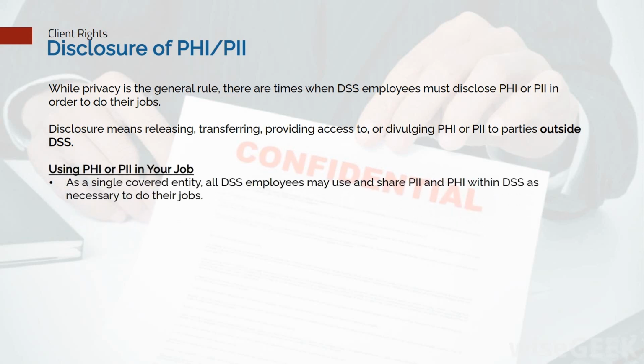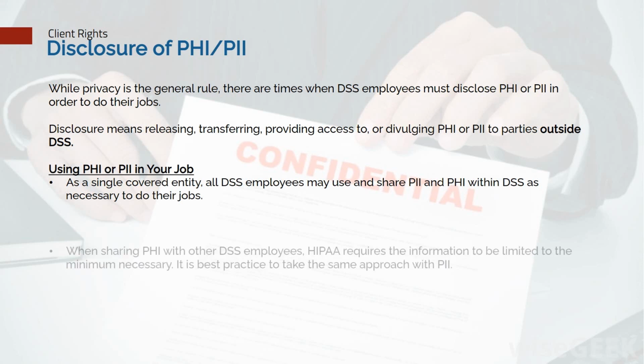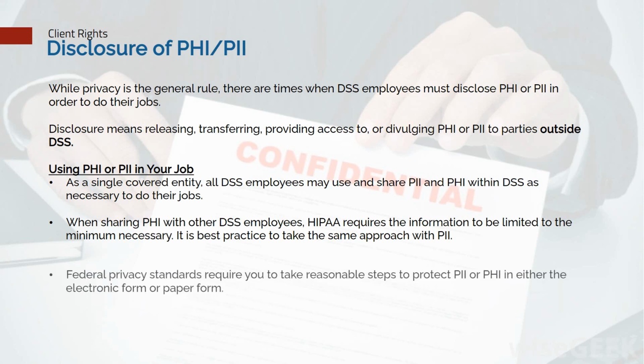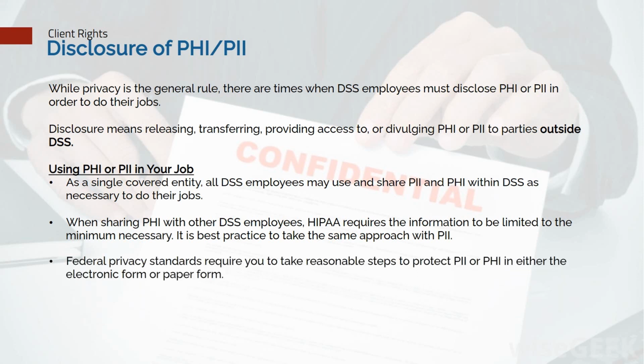As a single covered entity, all DSS employees may use and share PHI and PII within DSS as necessary to do their jobs. When sharing PHI with other DSS employees, HIPAA requires that the information be limited to the minimum necessary. Best practice is to take the same approach with PII. Federal privacy standards require you to take reasonable steps to protect PHI or PII in either electronic or paper form.